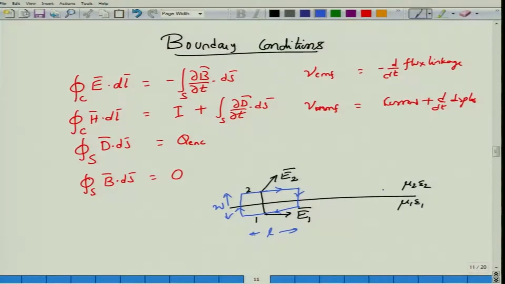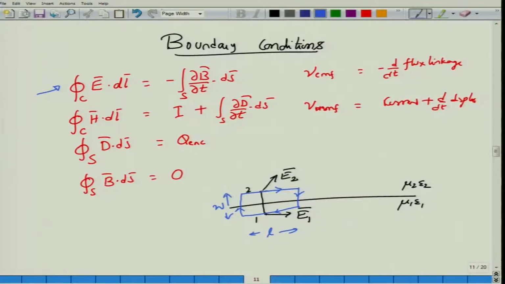We will also assume that the value of L is not so large. You are not taking a kilometer long path out there, you are just taking a path which is very, very short, just a few infinitesimal level paths. Now over this path I will apply Faraday's law. So what do I get when I apply Faraday's law?